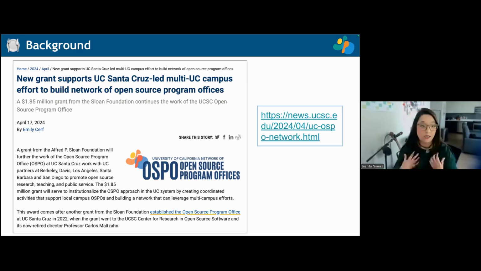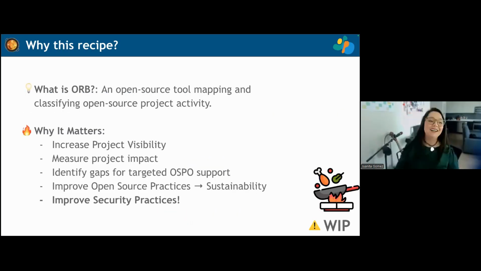My project is actually funded by this work, but today I'm going to be talking about what I'm doing as a PhD student. Some of this intersects with the work of the OSPO network, but let's just say that today I'm talking about my research specifically, which is why I wanted to keep this private, because I haven't published some of this work yet.